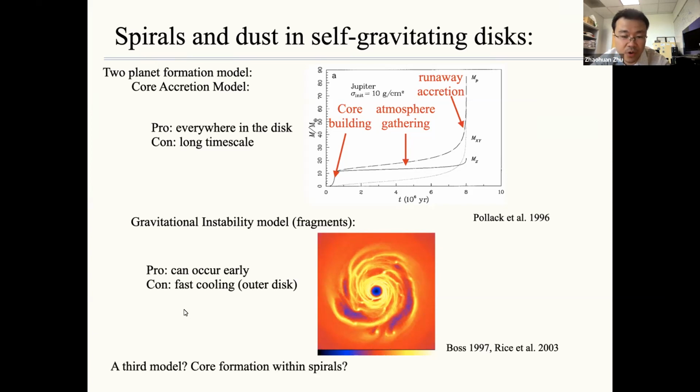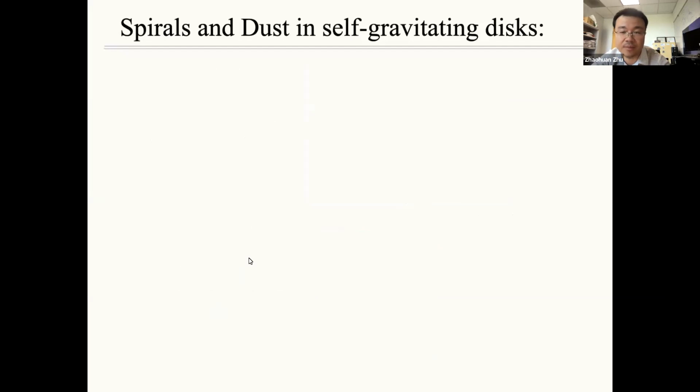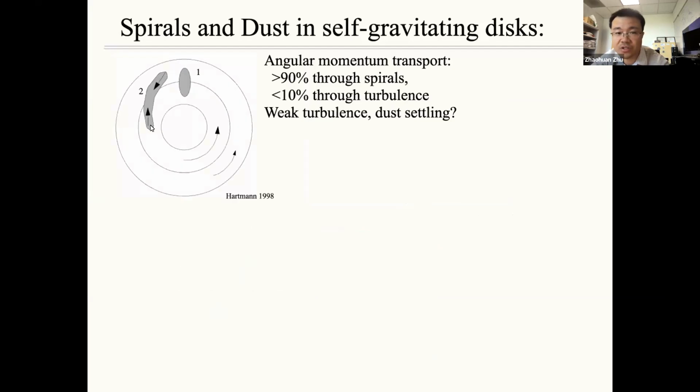So could there be a third model, or some hybrid model, where you have these spirals, and these spirals do not fragment, but they could concentrate dust particles enough to form planetary cores? Okay. So this is what we studied recently by studying the spiral structures in self-gravitating disks. And we noticed that a lot of angular momentum transport in self-gravitating disks is through these spirals. Very little angular momentum transport is through the disk turbulence.